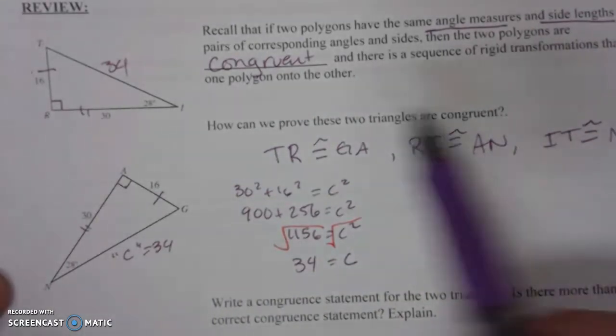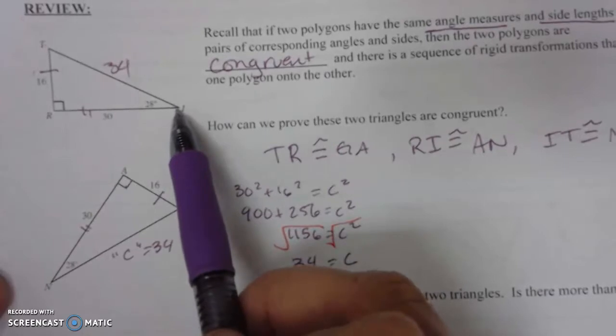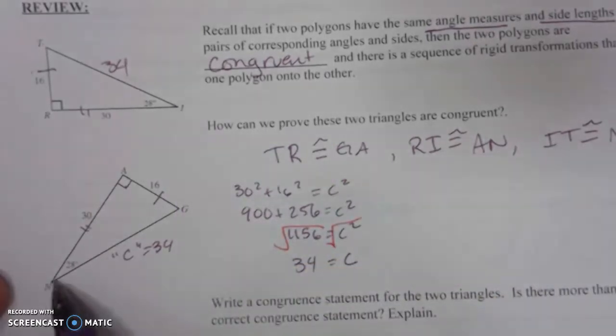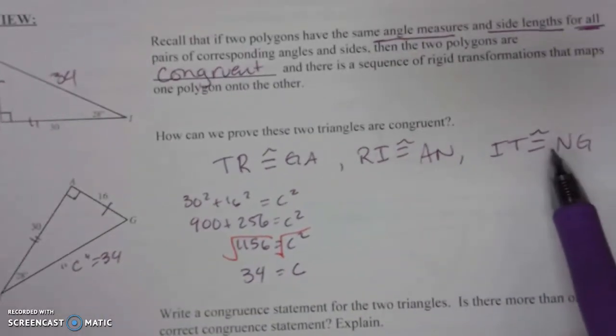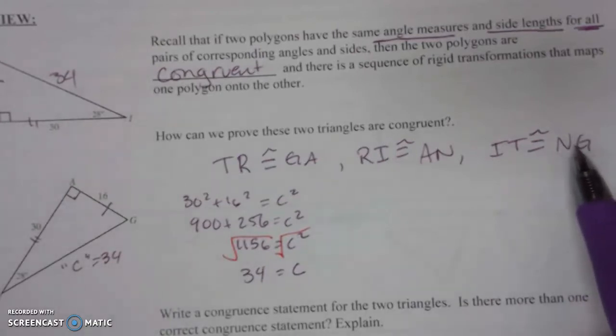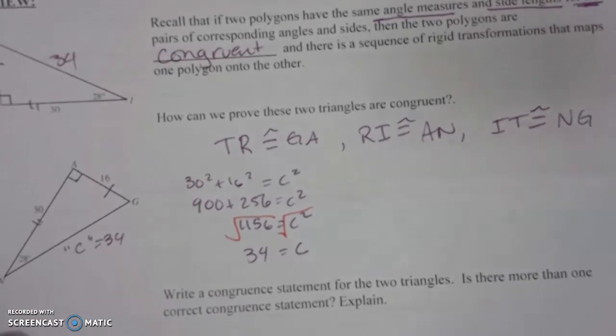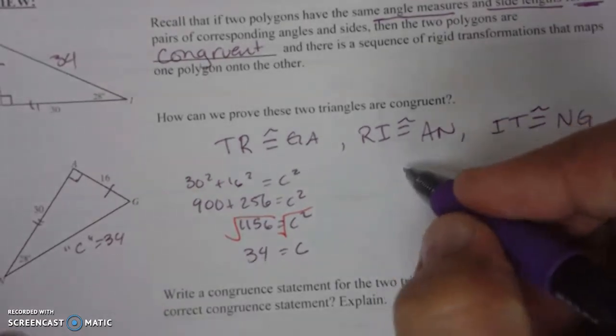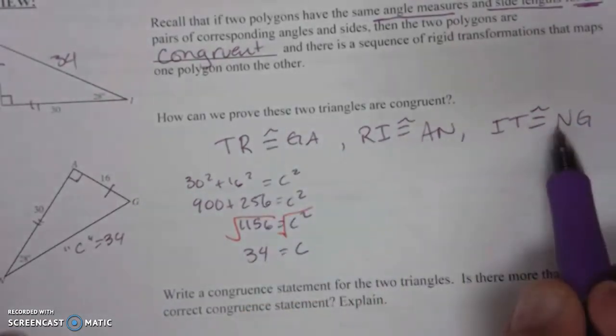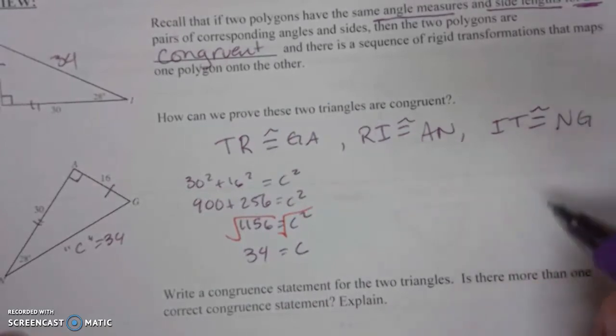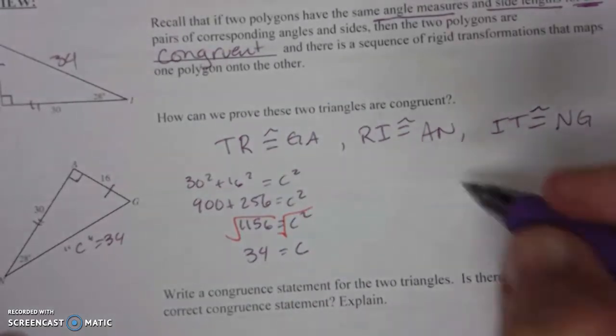And notice that I is the 28 degrees, and I listed it first. N is the 28 degrees, and I listed it first. So the same lengths and the same angle measures have to be together. And now we've proven that 1, 2, 3 sides are the same. Now we have to prove that 1, 2, 3 angles are the same.